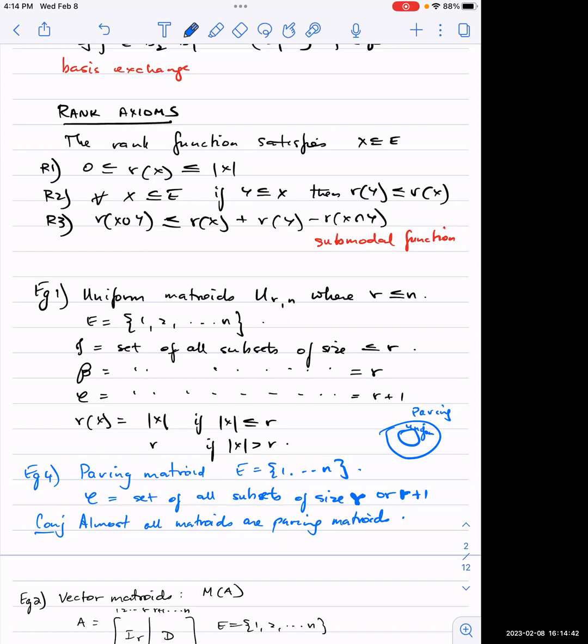Is there some intuition why the word paving is used in this context? Oh, that's a good question. I think Welsh named it paving. He wasn't the first to discover it, but no, I don't know. I'll have to look that up. That's a good question. So let me make a note of that: what's the intuition for the word paving?